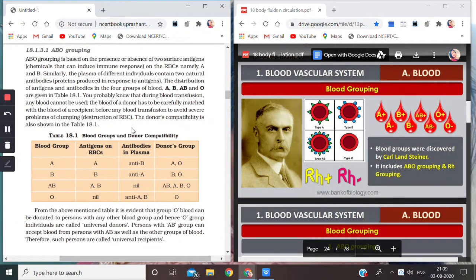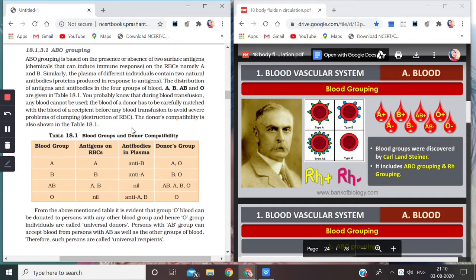Hello, welcome to my channel Awesome Learning, and today's topic is blood grouping in the human body, or the human blood. We are going to discuss this from two resources we have, that is your NCERT and the PPTs that I have in front of you.